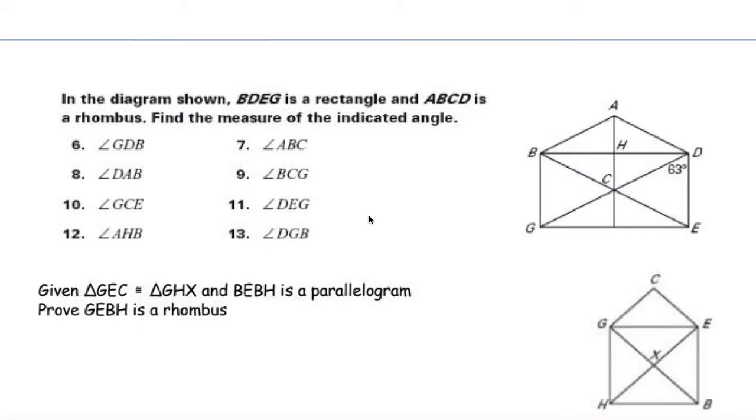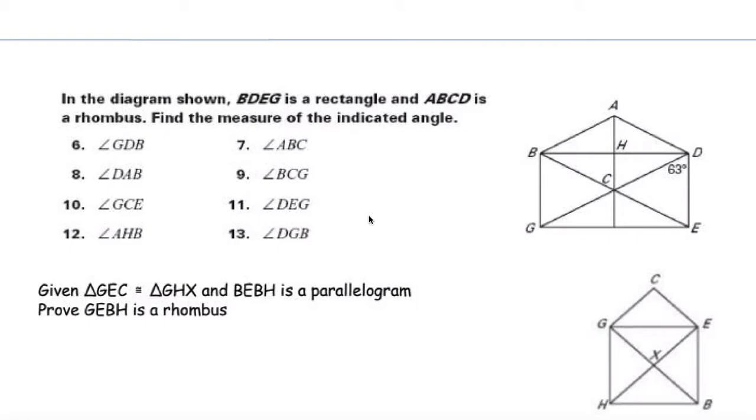To finish up looking at special parallelograms here, we have two problems. One of them involves some overlapping special parallelograms and the angles that are involved. The other one is a proof using some congruent triangles and a parallelogram in order to prove that we have a special parallelogram, being that we're looking for a rhombus. So let's start by looking at the first set here.